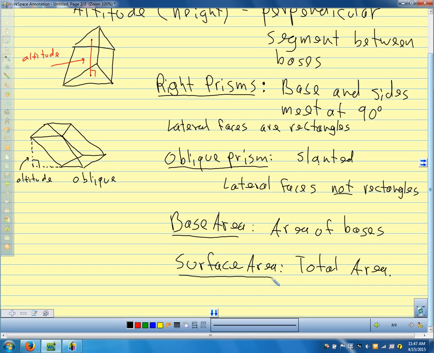But we need to put together all this stuff in order to talk about the surface area. We need to know what a prism is, we need to know what we're talking about when we talk about a base, we need to know what we're talking about when we talk about a right prism, we need to be able to find the altitude, to be able to find the height. So all of these things are going to be important when we start calculating these things. All right, we're good so far.